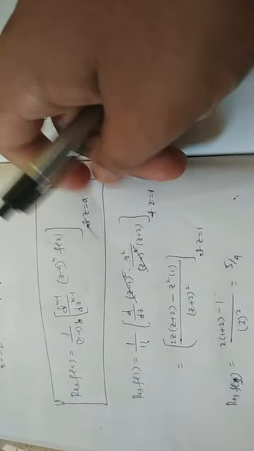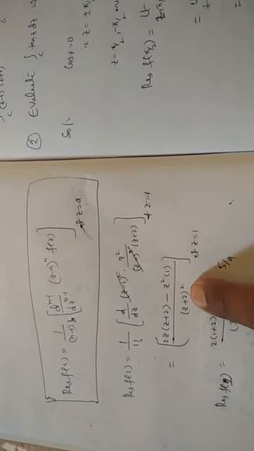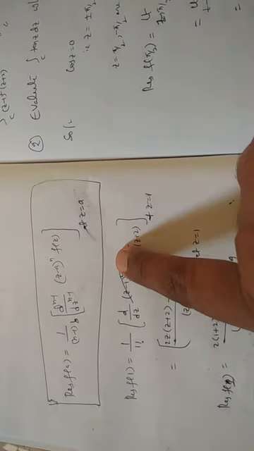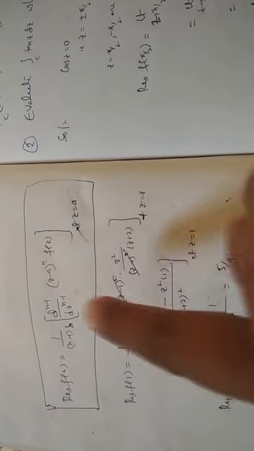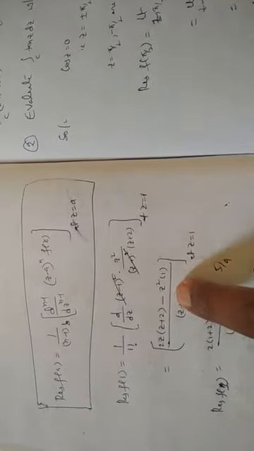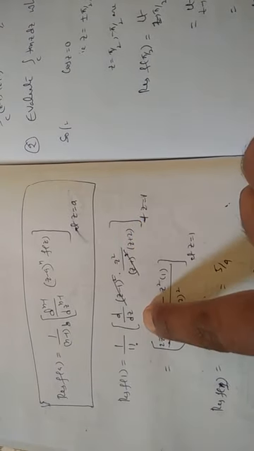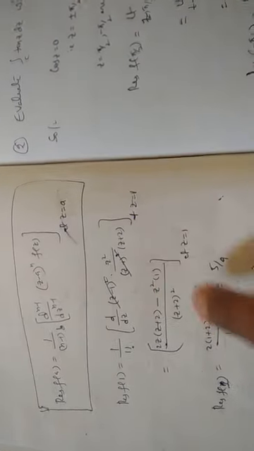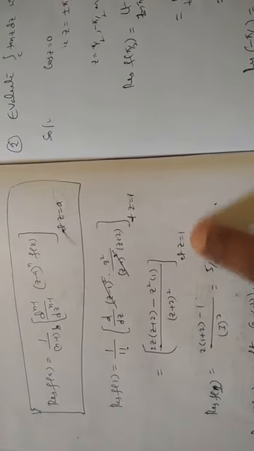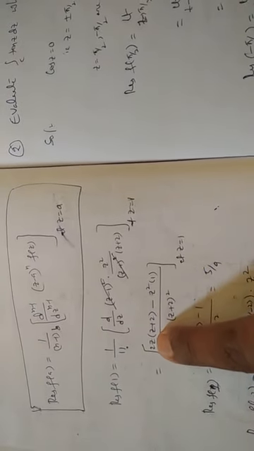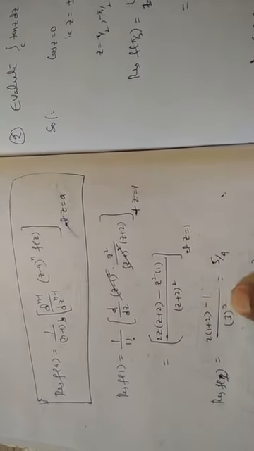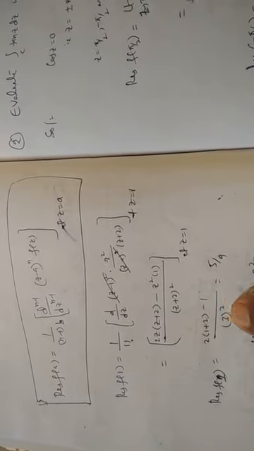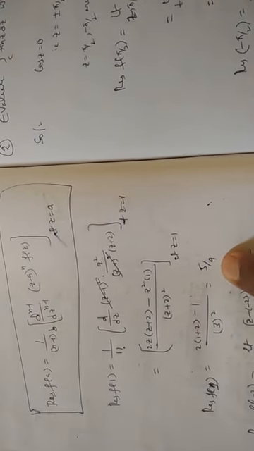Apply the u by v formula: denominator v squared, u dash is the derivative of z squared, which is 2z, into (z plus 2) as it is, minus z squared as it is times the derivative of z plus 2, which is 1. Now we find this at z equal to 1: 2 into (1 plus 2) minus 1 squared, by (1 plus 2) whole squared. Totally it is 5 by 9.